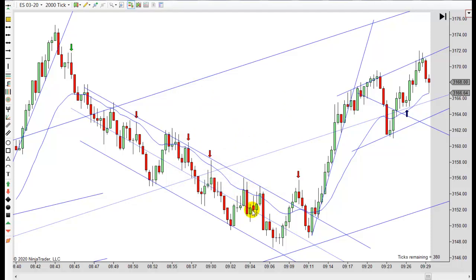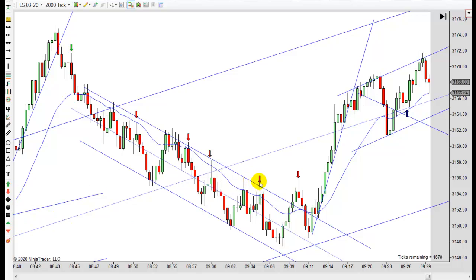So I wouldn't take that short, no matter how good it looks. And then you get a failed second entry long. You could treat that as a failed second entry long, but that's still all one move up. But it did turn down and then go back up. So technically, you could treat that like a failure, and you might take that trade then.